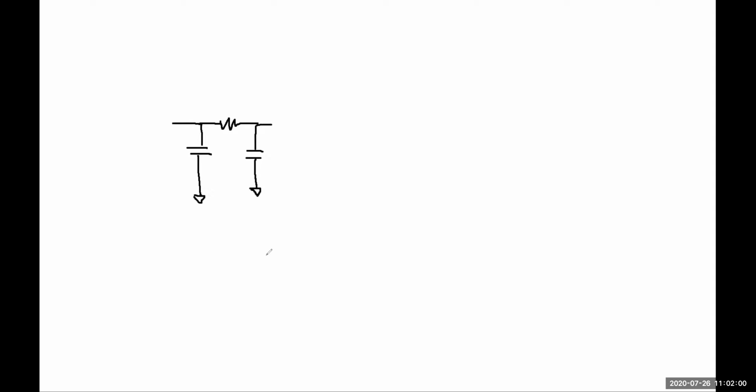This is a pi model. Here, if your total resistance is R and total capacitance is C, your resistor will be R, because you have only one R. You have two capacitors, so C will be divided. That means this will be C by 2 and this will be C by 2. This is called the pi model.